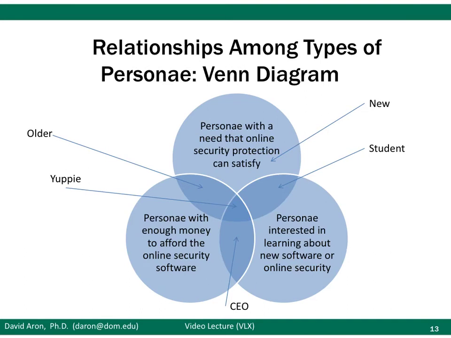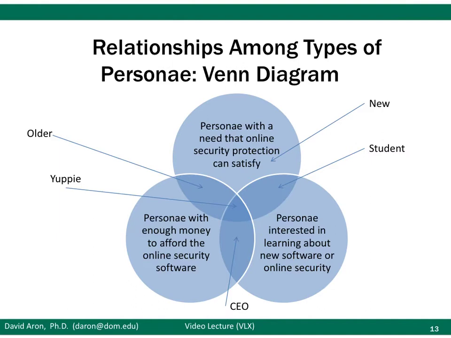Let's now translate the list we just took a look at into the Venn diagram that we've been working with. And again, at the top we've got personae with a need for what the product or service can satisfy. On the lower right, people that are interested, want to know more about it. And in the bottom left, people that can afford the security software. And again, afford may mean money, as indicated on this slide, but it could also indicate time. It could also indicate, in our case, the capability of understanding it or of putting it onto their system.